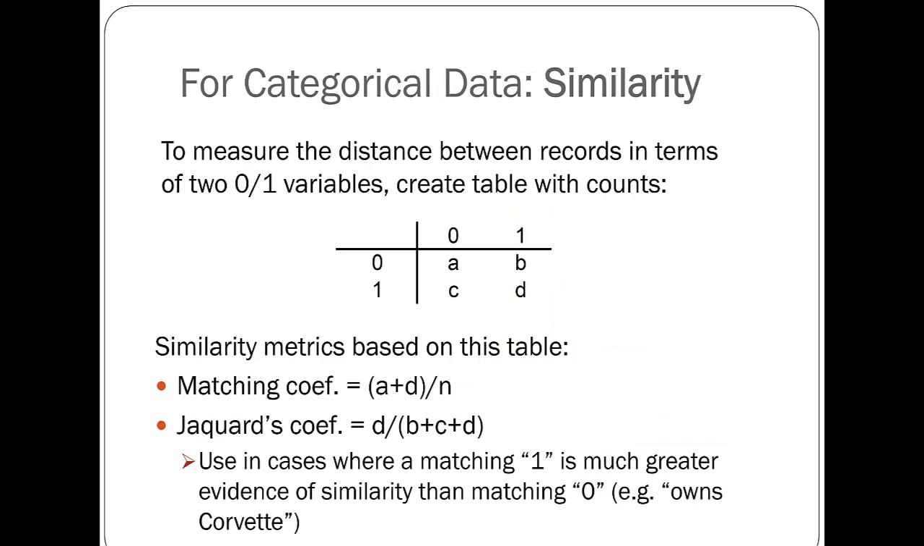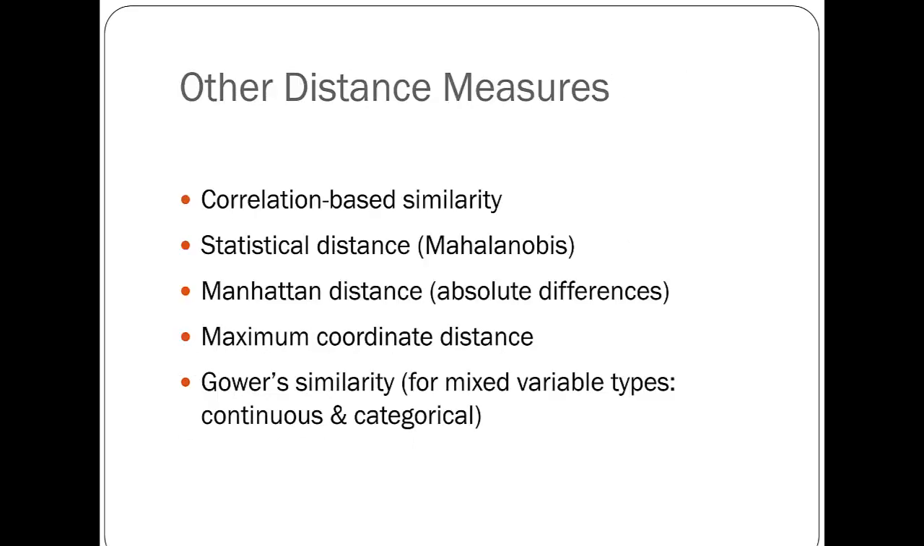Cluster analysis also works for categorical data. And to do this, we're going to measure similarity instead of distance, and there are several ways to do that. There's matching coefficient and Jaccard's coefficient. And there are several other distance measures that can be used. You can see that they're all based on statistical measurements. The other type of distance that we have to measure is what we call distance between clusters.